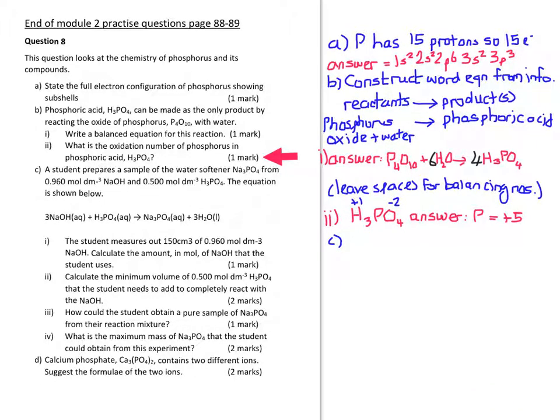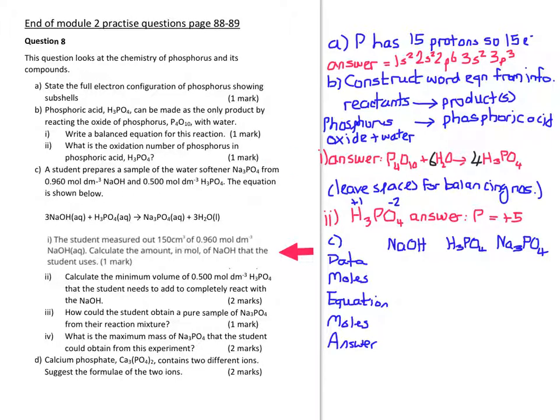So I'm moving on to part C. I just realised the way I've printed out the first bit, the student measured out 150 centimetres cubed of 0.960 moles per decimetre to the -3. I haven't used the right subscripts or superscripts, so I'm going to change that slightly. So to organise my answer, what I do is I put data moles, equation moles, answer, and I put the species across the top, and in each of the little cells where data and NaOH match up, for example, I could put something in there.